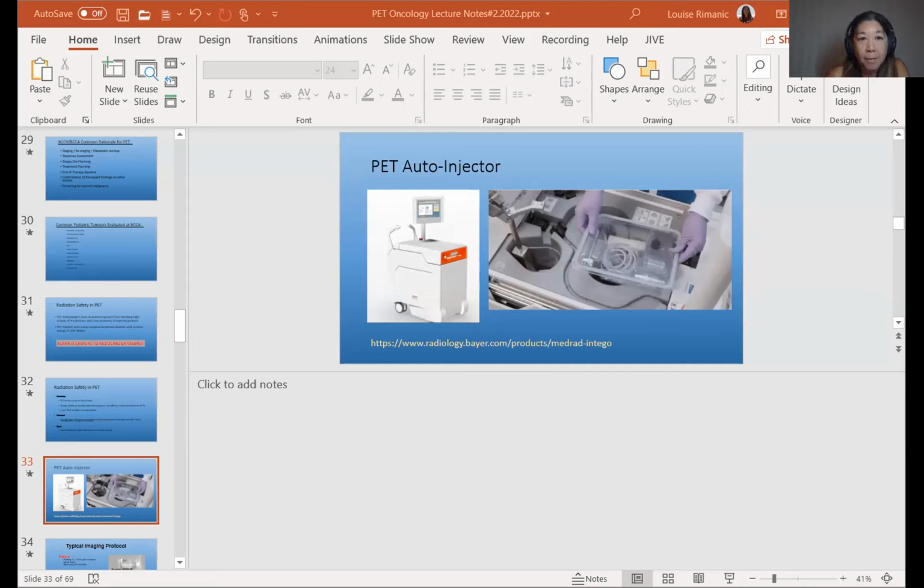So this is a picture of what an auto injector looks like. It's just one type of model. I believe this is the one they've got at PET, and this is all lead lined. And this is sort of what it looks like inside. And basically you can program the dose or the volume that you want to administer to the patient, and you hook up their IV tubing and it will inject for you, so that you don't have to be handling the doses and the syringes.